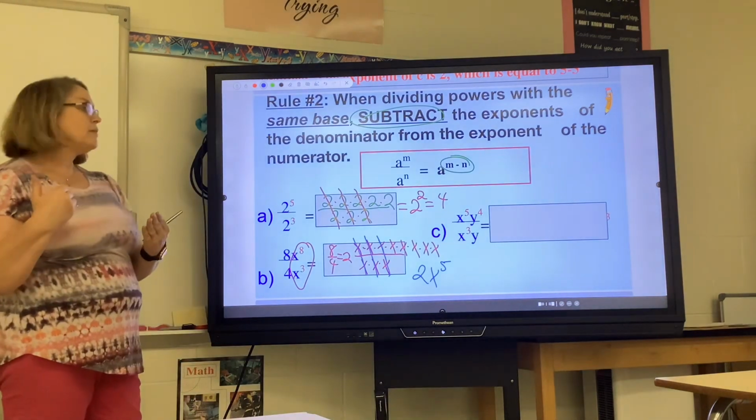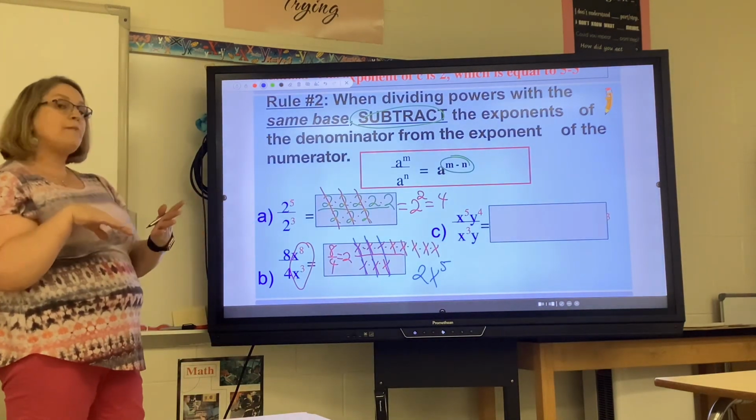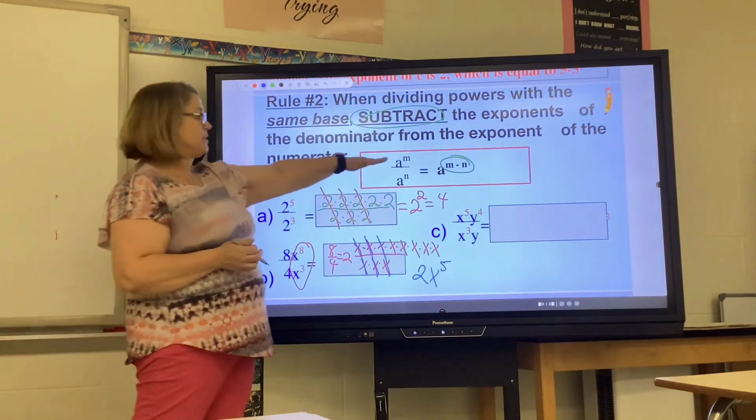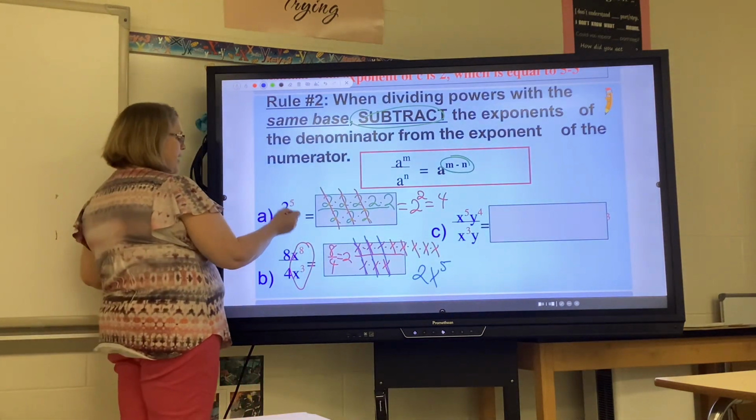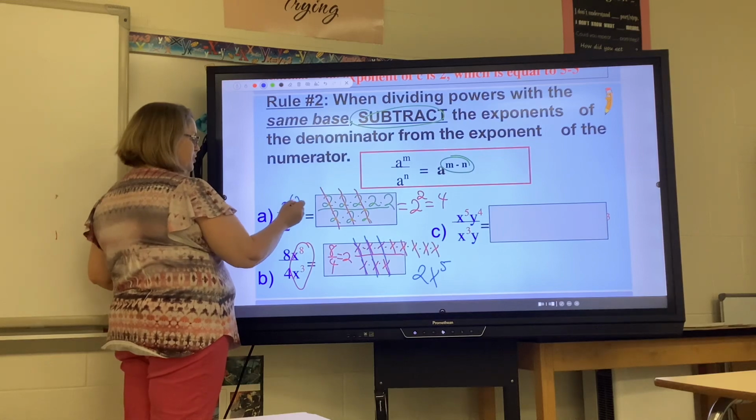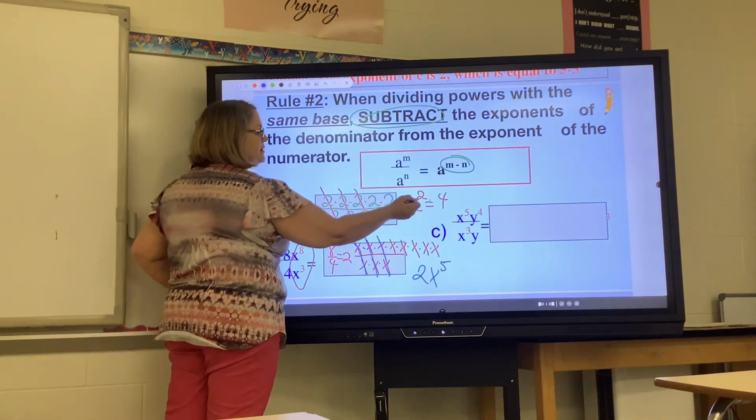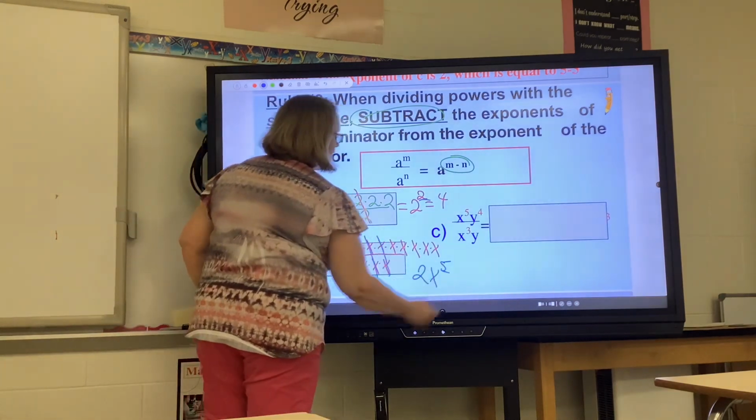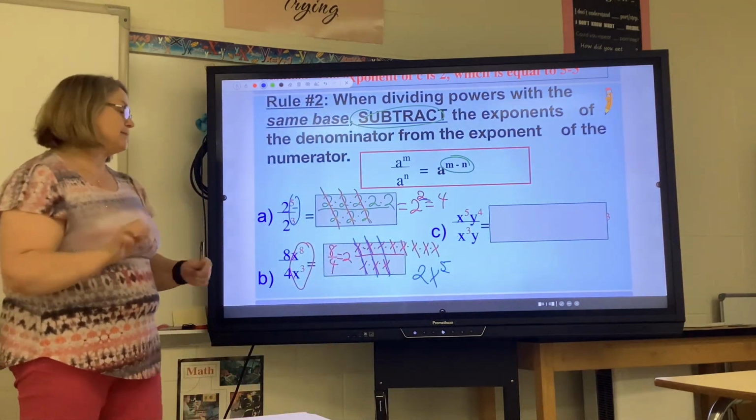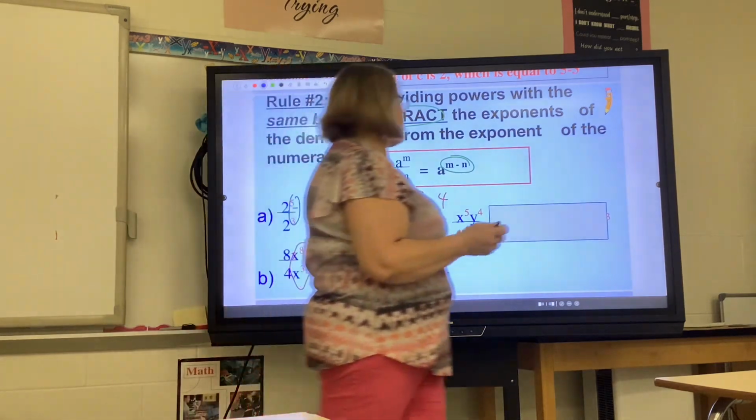Okay? Now, before we go to C, let's go back and look at our rule. It said to subtract our exponents. 5 minus 3 should be 2. Yes, it is. 8 minus 3 should be 5. Yes, it is. We did good. Let's go on to the next one.